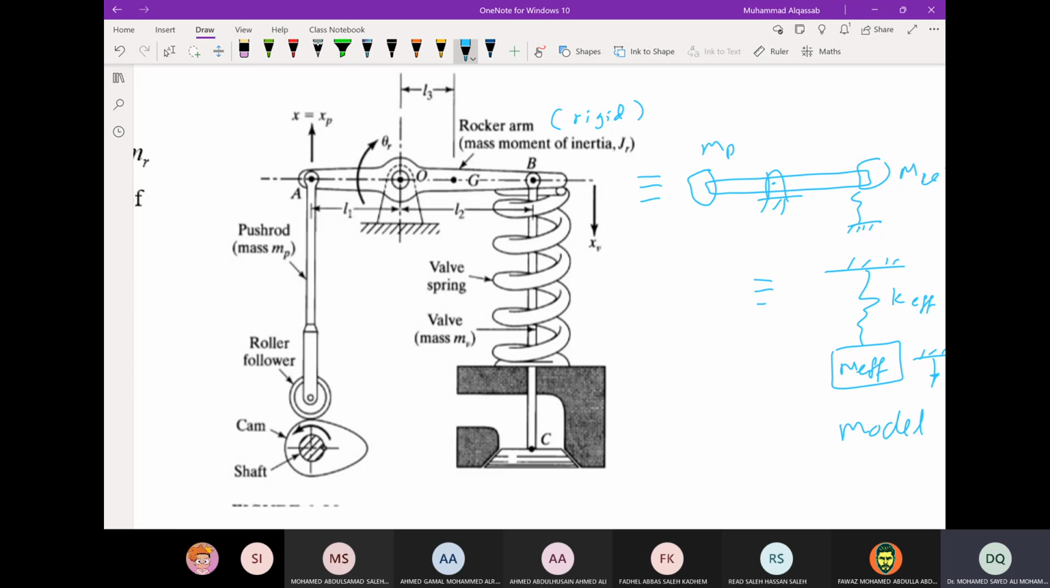The rod is a point mass. Its kinetic energy is 1/2 MP XP dot squared. And the valve also has a kinetic energy. This is fixed here. This is the engine block, which is fixed. The kinetic energy for the valve is 1/2 MV XV dot squared. And the kinetic energy for the spring, as we did before in the example, is 1/2 times MS over 3 times XV dot squared, because the spring is moving with the same motion as the valve.